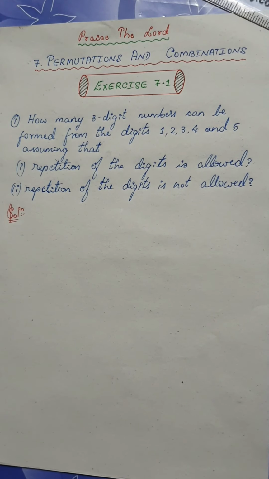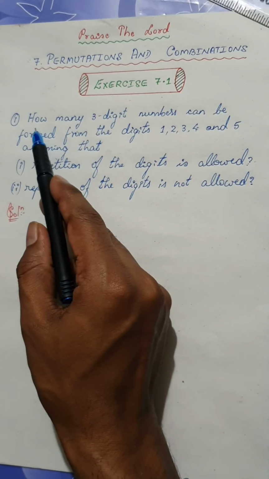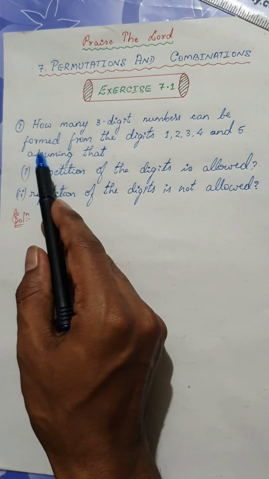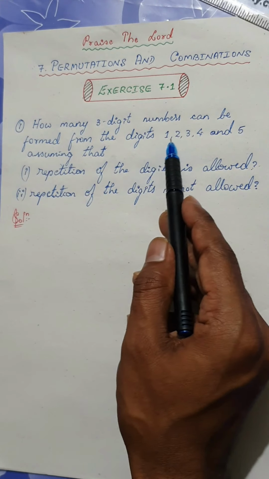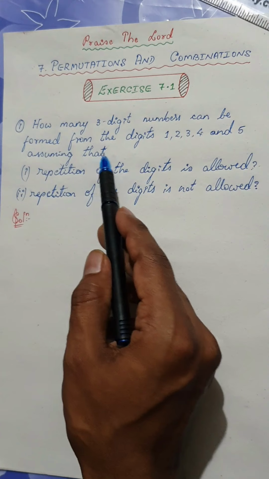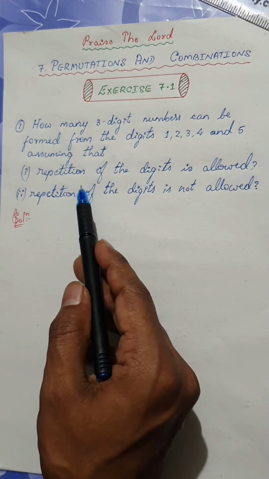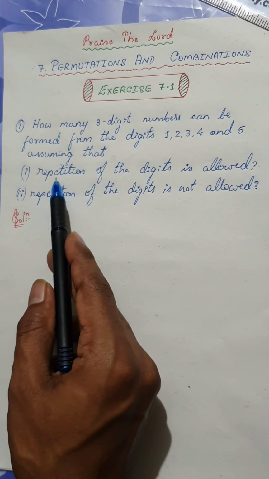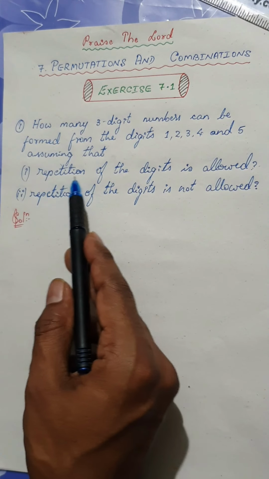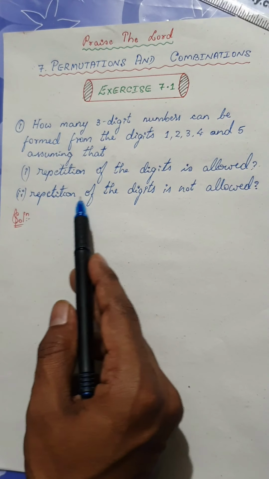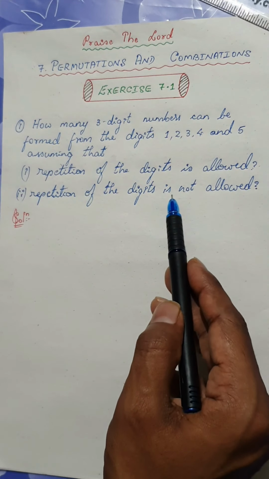So here comes the first question. What does it say? How many three-digit numbers can be formed from the digits 1, 2, 3, 4, and 5, assuming that there are two conditions here. This is the most important condition you have to check whenever you are arranging numbers. The first condition is that repetition of the digits is allowed, and the second case is that repetition of the digits is not allowed.